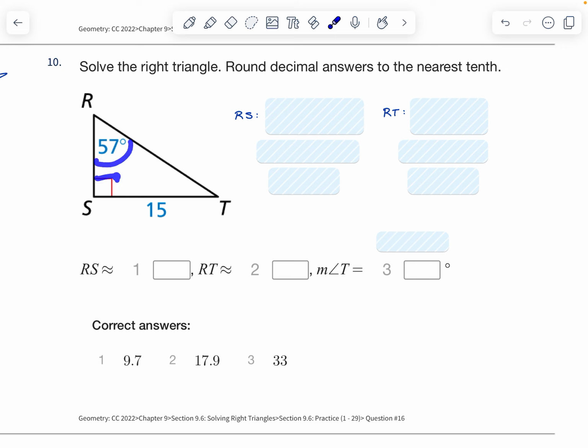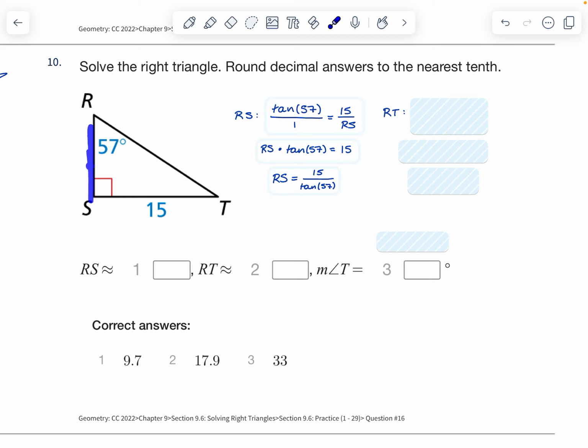Again, you have two angles, and you are missing two sides and an angle. RS is my adjacent side. 15 is my opposite side. That's tangent. However, RS, I just left it as RS. If you want to call it X and Y, go for it. Adjacent side is the one that we're looking for, and we have the opposite side.